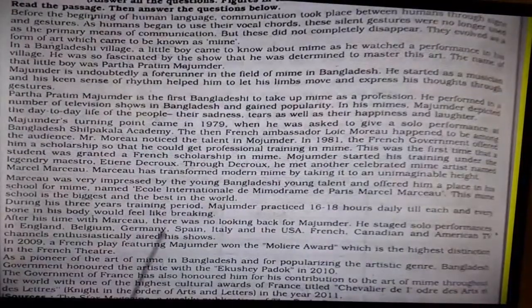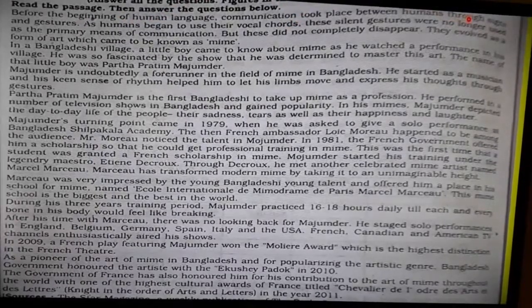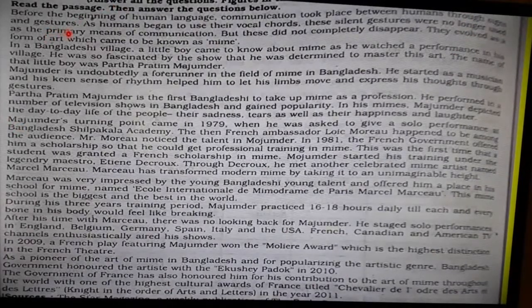So, dear learners, that is the main text. You have this in your book also. So, let's start. You can follow me. I'd like to read it for you. Okay. So, before the beginning of human language, communication took place between humans through signs and gestures. You see that, signs and gestures. As humans began to use their vocal cords, these silent gestures were no longer used as primary means of communication.